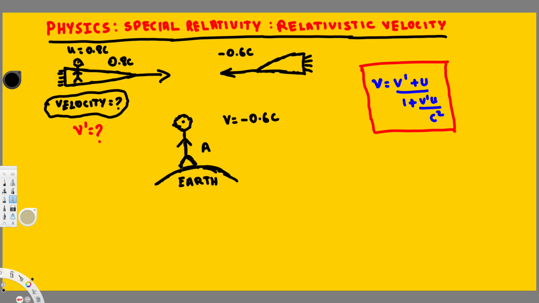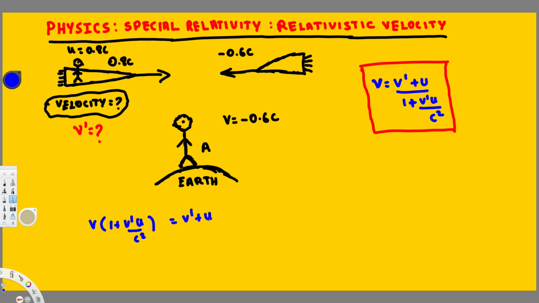Now let's go ahead and plug the values. Before we do that, it's better to rearrange this one, right? Because we are trying to find v prime, so it's better to rearrange and solve it. So first we have this one. Now the better way is we can multiply this bottom with this one. If I bring this bottom part to the other side, that's going to become v times 1 plus v prime u over c square, right? And on the other side we are going to have v prime plus u.